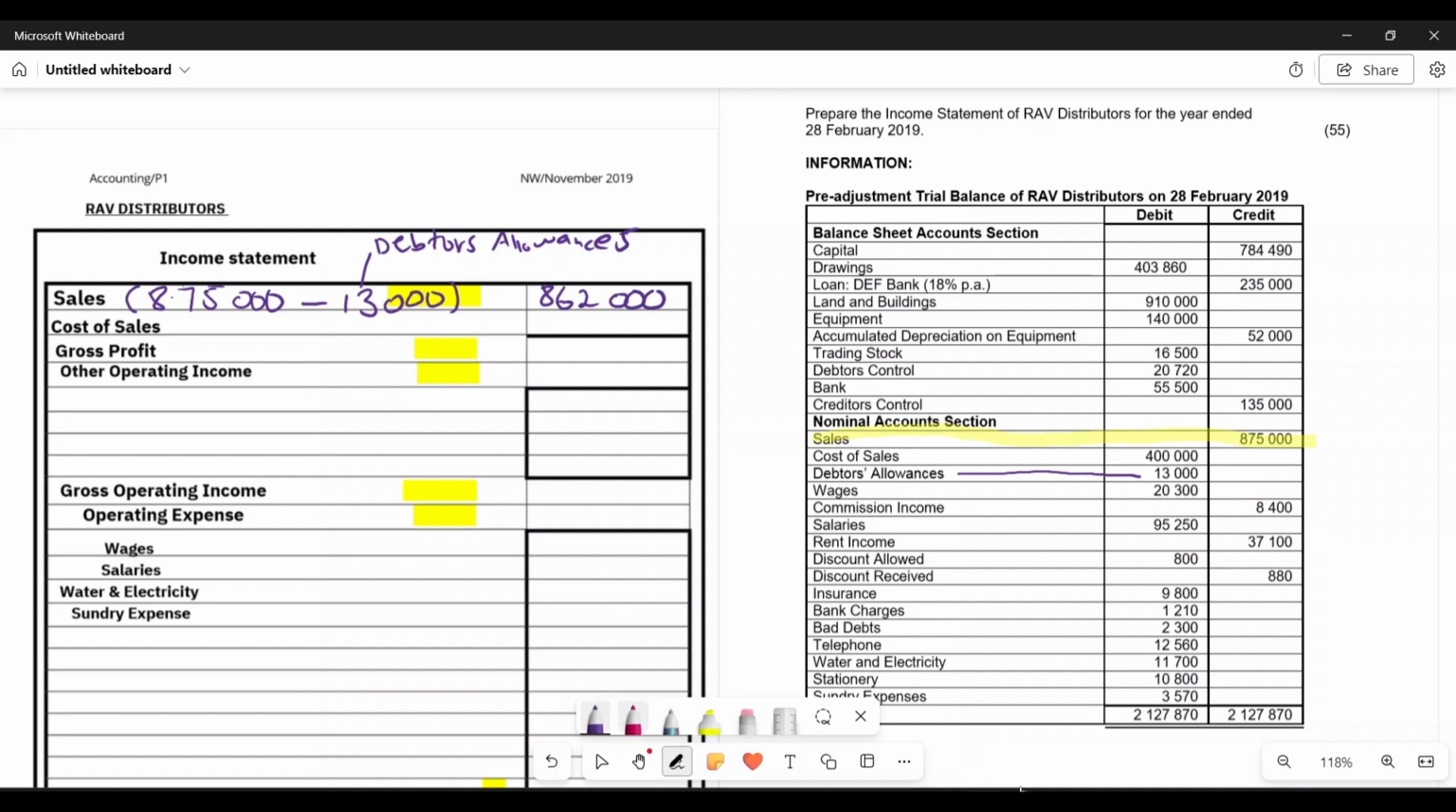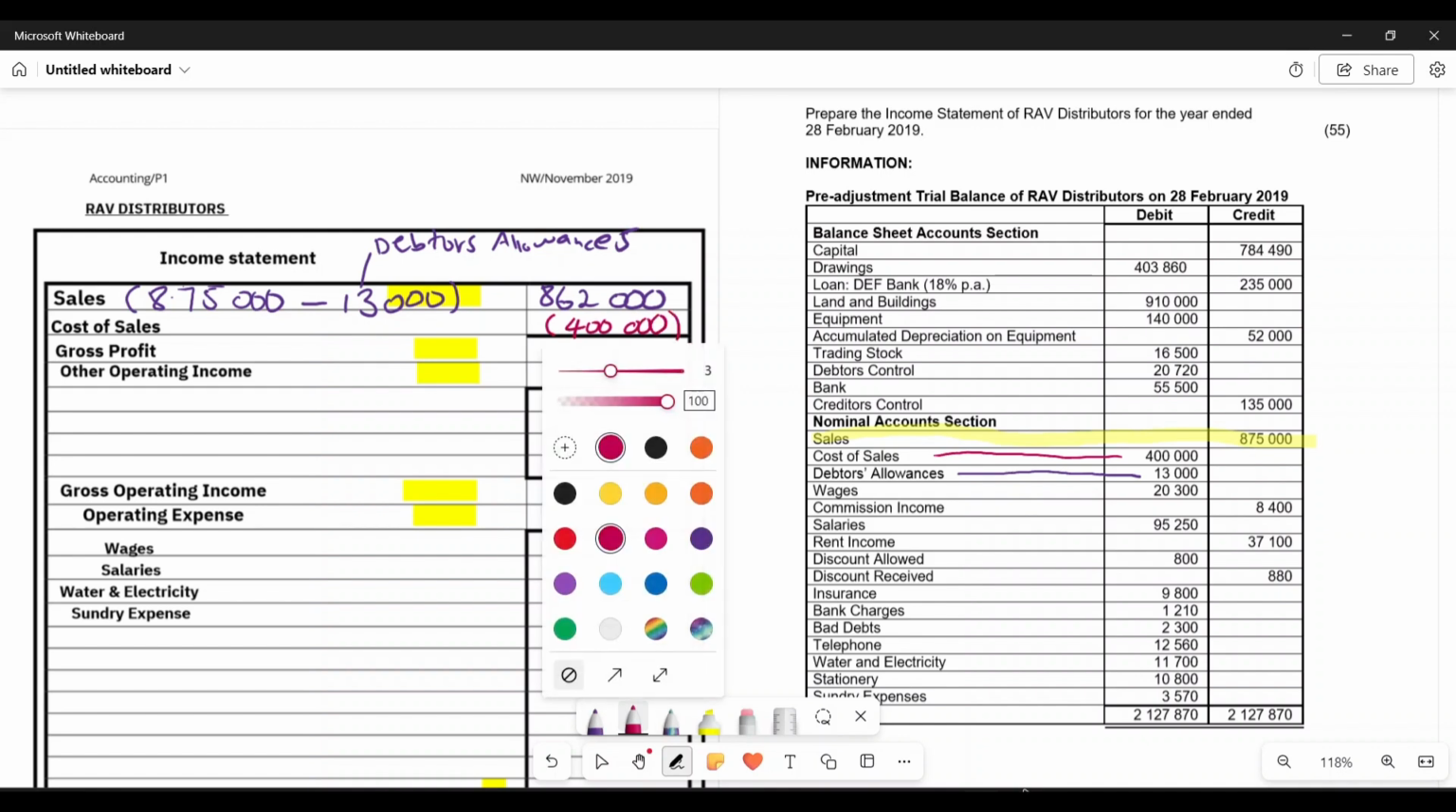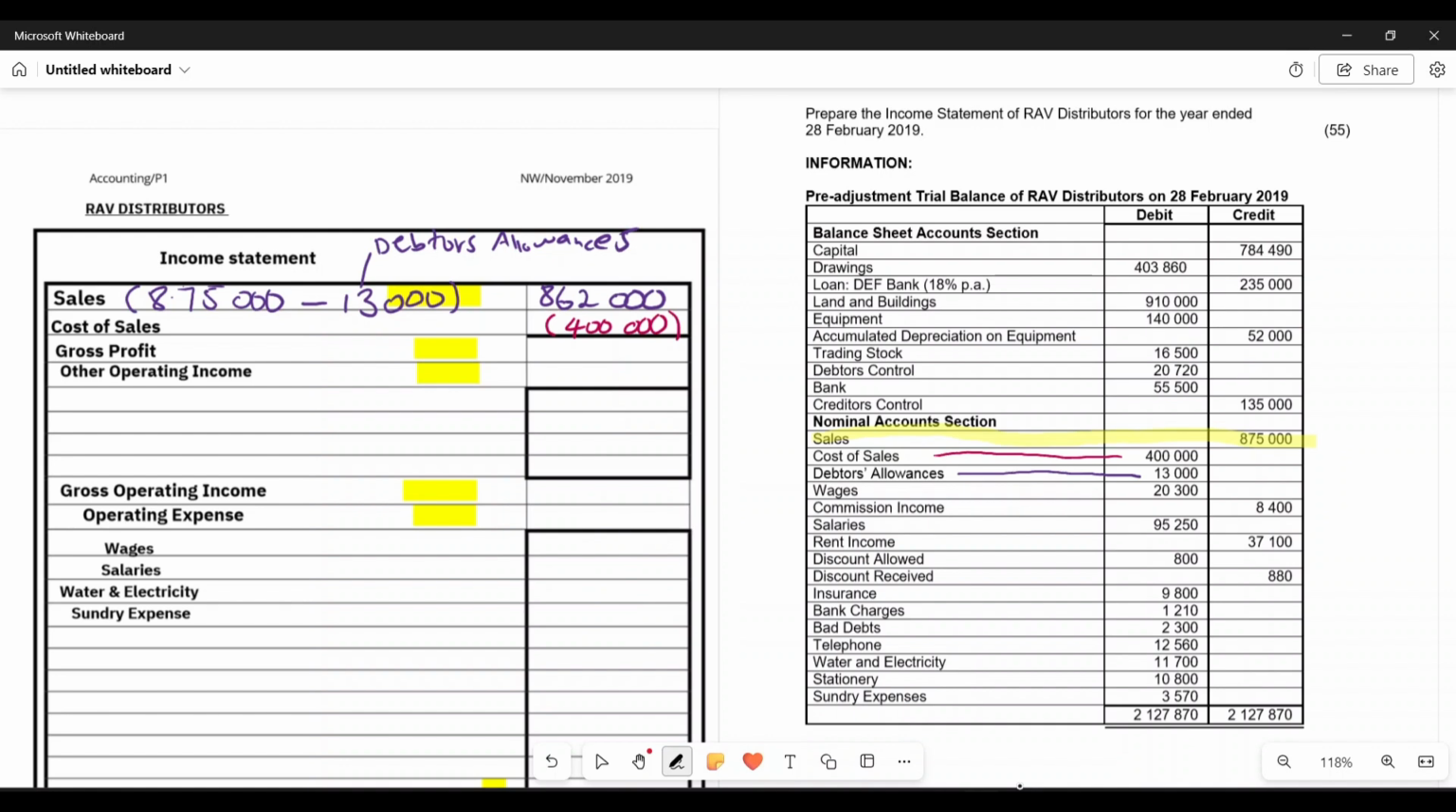Now, my cost of sales, let me see the amount that I'm given as my cost of sales. So my cost of sales in this instance is equals to 400,000. So I'm just going to put it in brackets. And now remember, your sales subtracted to your cost of sales, they're going to give you your gross profit. So your cost of sales, always make sure it's in bracket. So 862,000 minus 400,000, you're going to get a gross profit of 462,000.